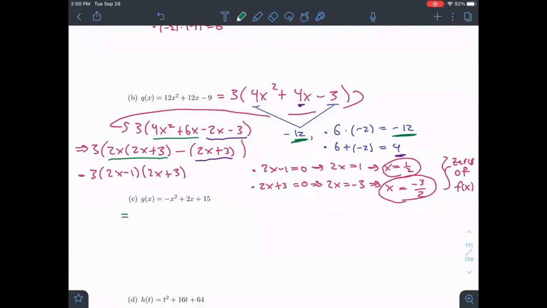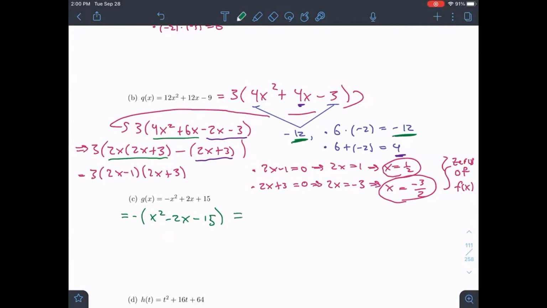So this is the same thing as -1 times x squared minus 2x minus 15. And the fact that we have a minus sign in front isn't going to change the zeros that we end up having for x squared minus 2x minus 15. So I'd recommend just factoring out the -1 and then factoring what's inside the parentheses here.